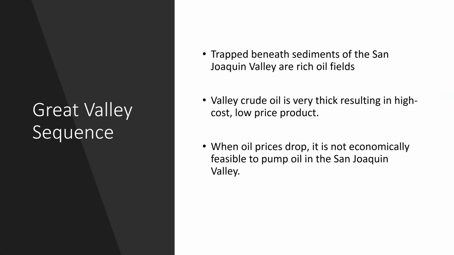So the Great Valley sequence is trapped beneath sediments of the San Joaquin Valley, and they are rich oil fields. The oil fields are primarily in the southern portion of the San Joaquin Valley. There is crude oil that is pretty thick, and it results in a high-cost, low-price product. When oil prices drop, it is not economically feasible to pump oil in the San Joaquin Valley.